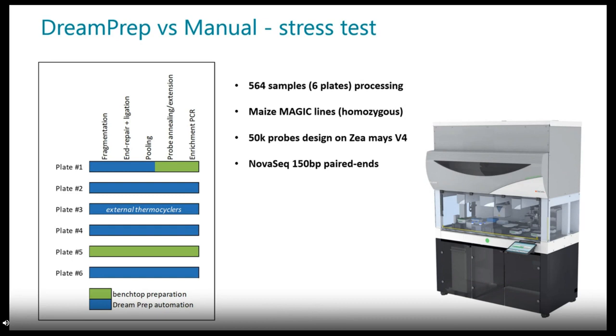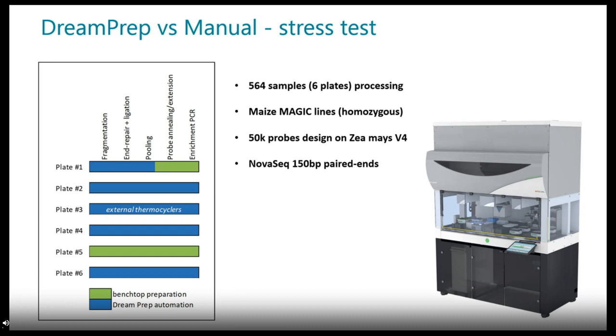So what we wanted to do was a stress test, and we prepared 564 samples divided in 6 plates of these maize MAGIC lines. The probe panel used was a 50K design, actually selected from a previous pilot design, and those probes were designed on the previous maize assembly.